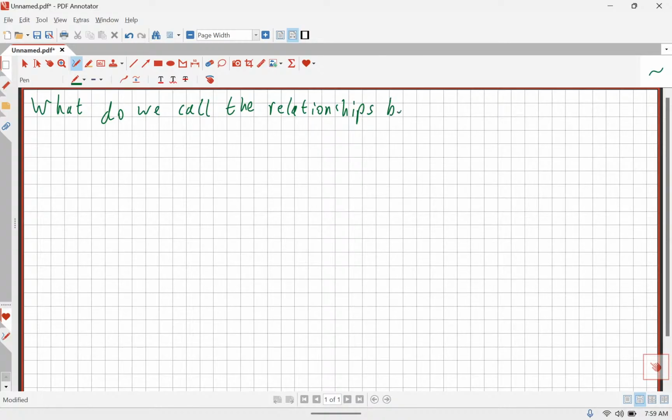Relationships. That's cool. Between the angles made by two lines crossed by a transversal. Okay?